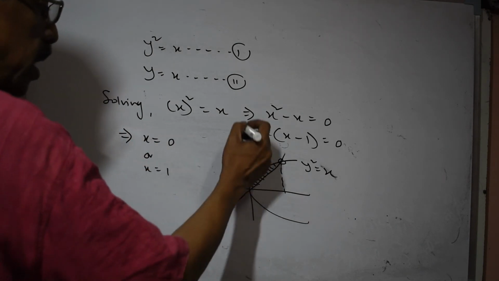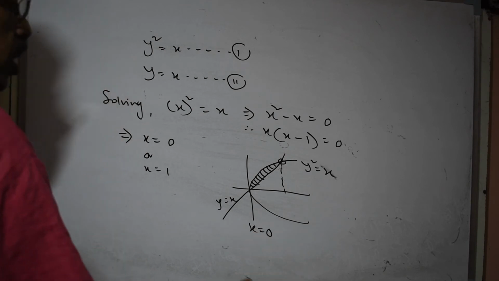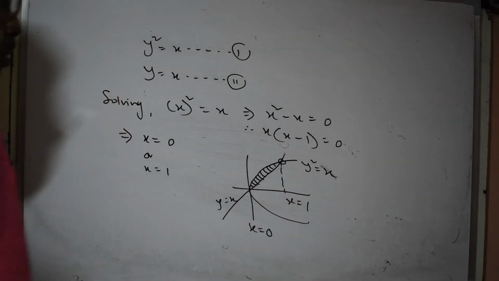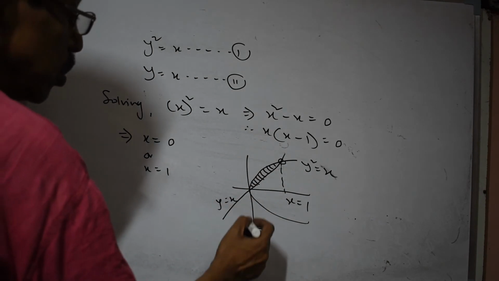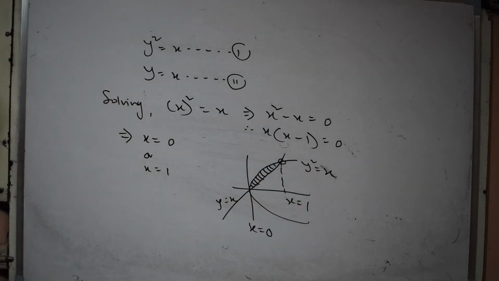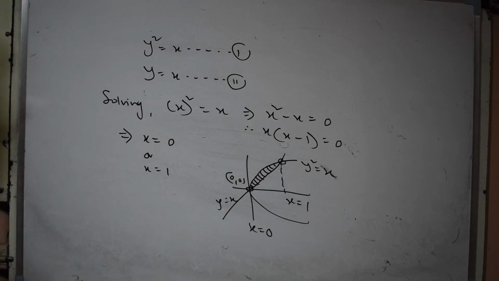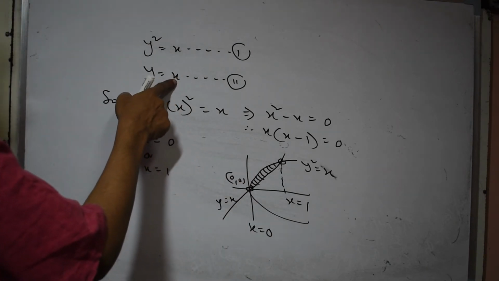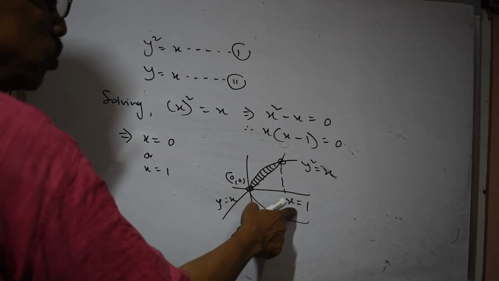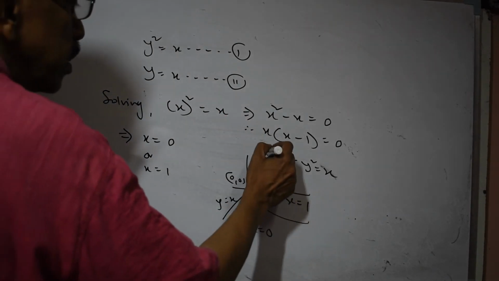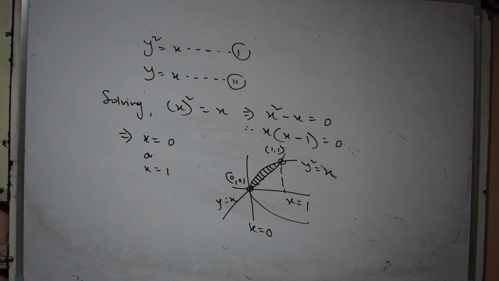That means this line will represent x is equal to 0, and that line will be x is equal to 1. Why? Because this is x is equal to 0's line, and that is x is equal to 1. That means this point, the common point, will be 0, 0. Two lines will make, because when x is equal to 0, from this equation y is 0. But when x is equal to 1, we are getting y is equal to also 1. So that means this is 1, 1. So all we need from 0, 0 to 1, 1, these 2 points, we have two lines, two equations. One is y square is equal to x, another is y is equal to x.